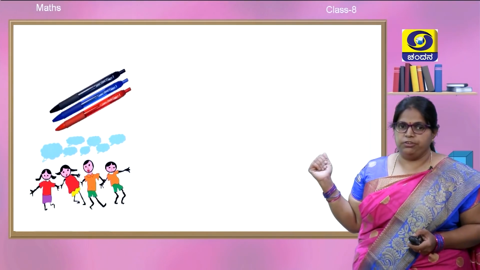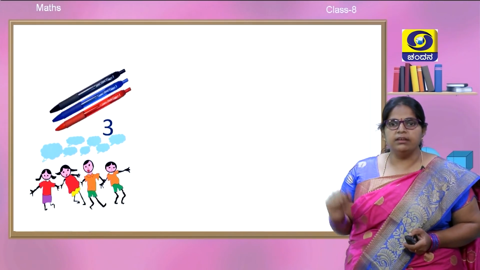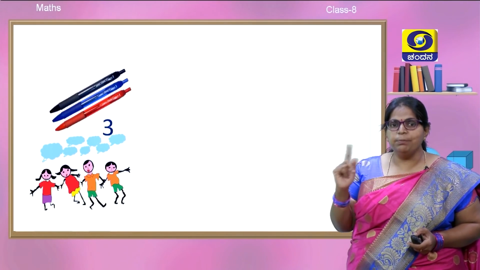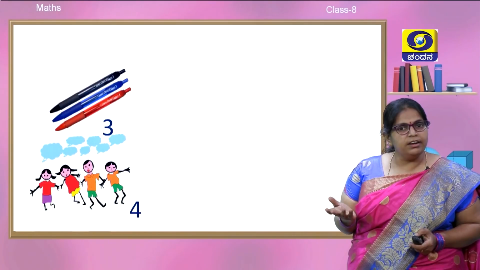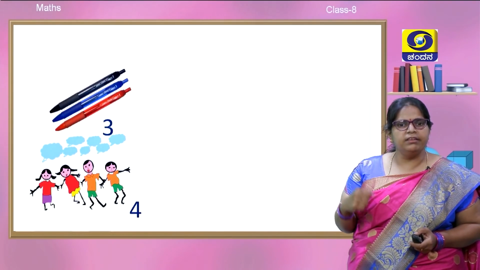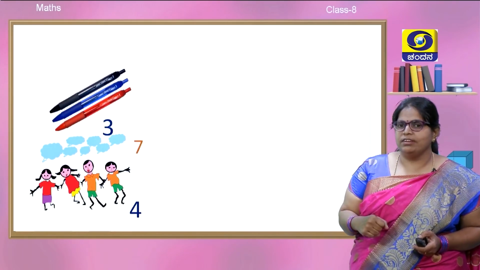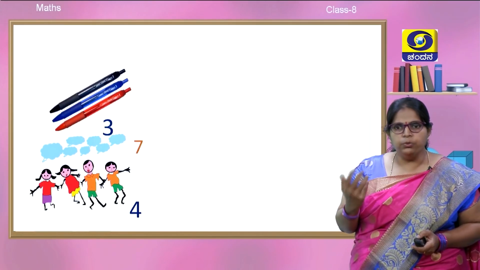Look at this picture. How many pens are there? You are right, 3 pens are there. How many children are there? Very good, 4 children are there. How many bubbles are there or clouds are there? 7 clouds are there, isn't it? How did you find children?